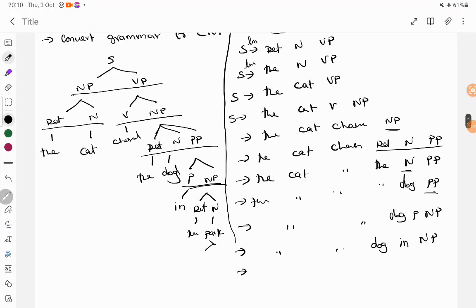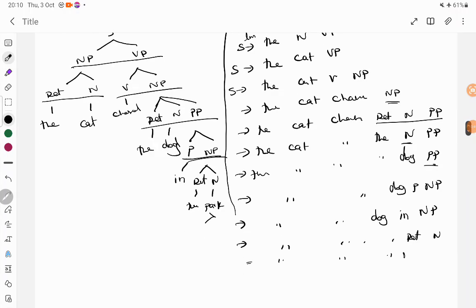So each time we take only one variable and replace it. This NP can be replaced with DET N, and again you have the entire statement followed by the N. So the final statement is the cat chased the dog in the park. This is your final derivation. You have to write all these equations. When you fill it in, this is your leftmost derivation.